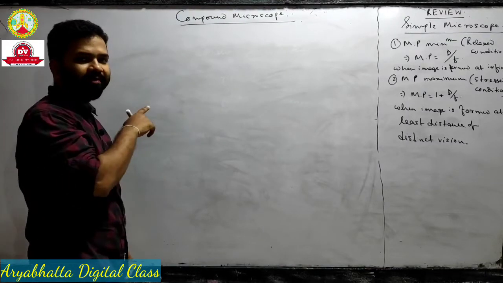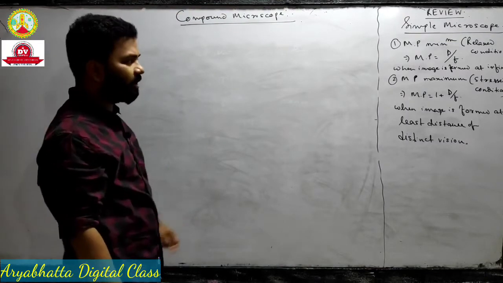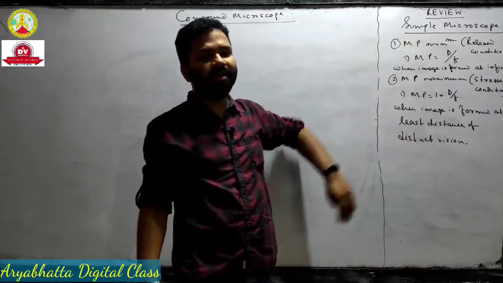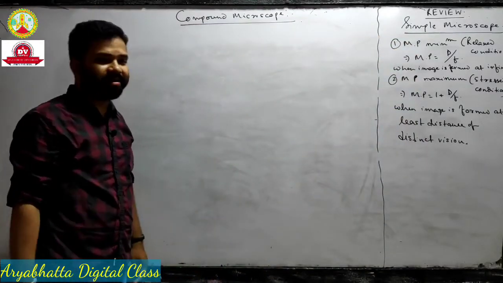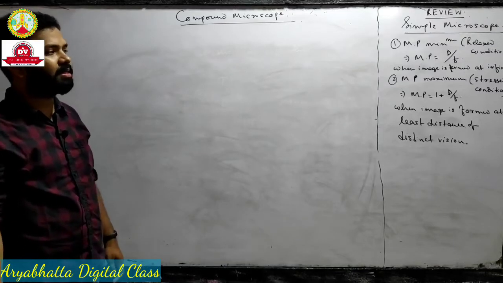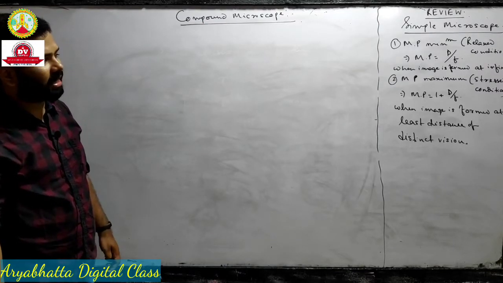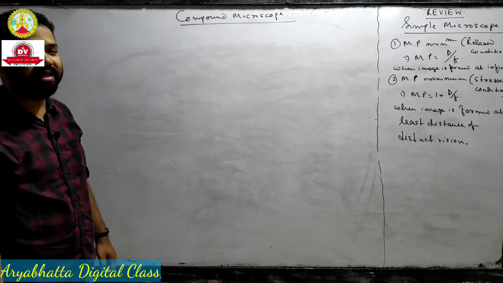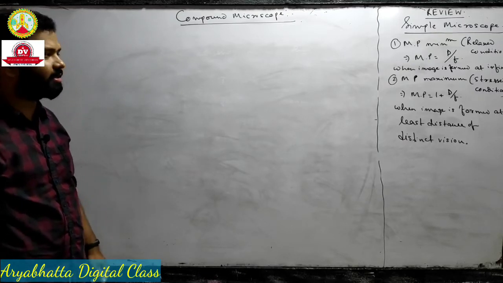So here also we have to go for 2 conditions. One when magnifying power is minimum and another one is when magnifying power is maximum. That is, the first case when the image is formed at infinity, and the second one when the image is formed at least distance of distinct vision. Both are the things that we have to solve.